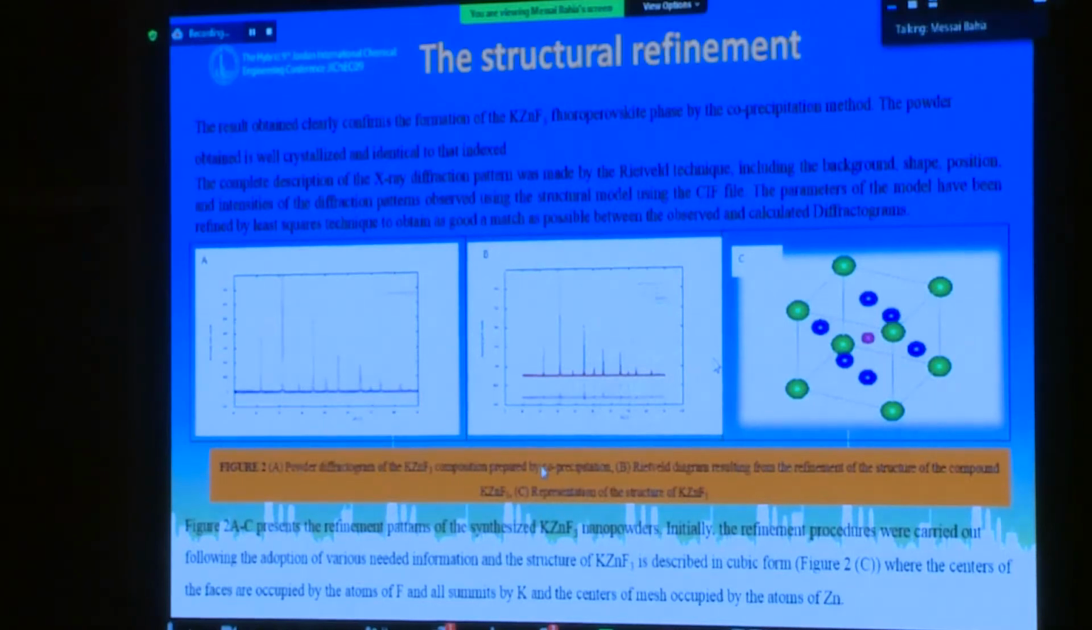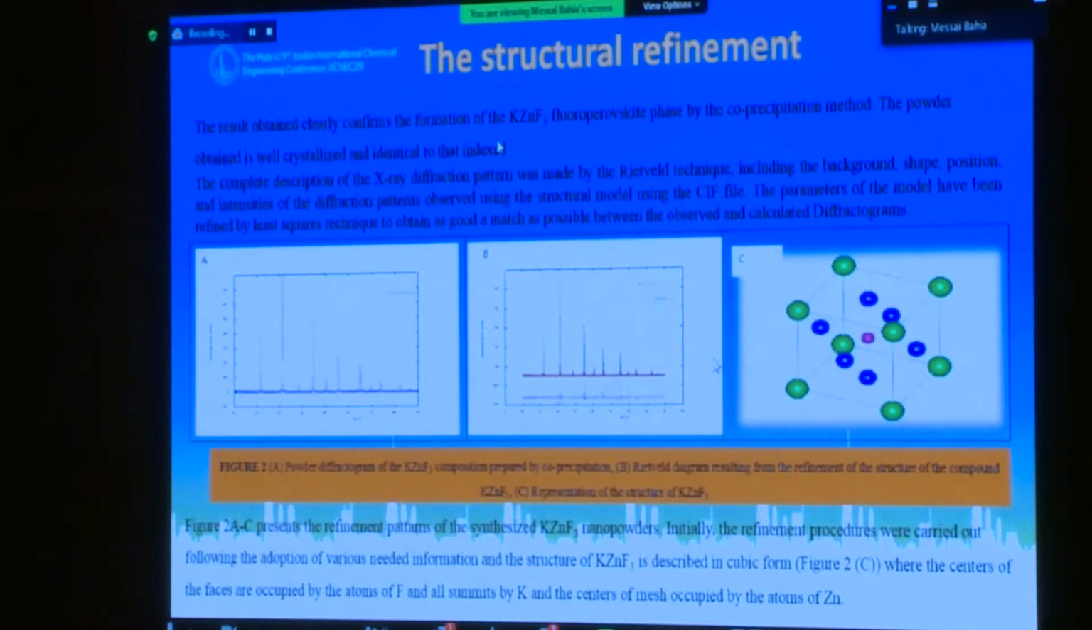As we can see in figure number 2, part A is the synthesized powder diffractogram of the KZnF3 composition prepared by co-precipitation. Part B is the Rietveld diagram resulting from the reference structure of the compound KZnF3, and part C is the presentation of the structure of KZnF3. So figure number 2 from A to C presents the reference patterns of the synthesized KZnF3 nanopowder.